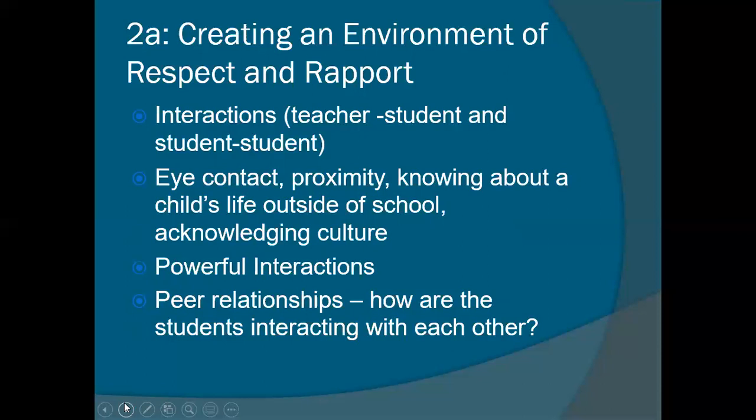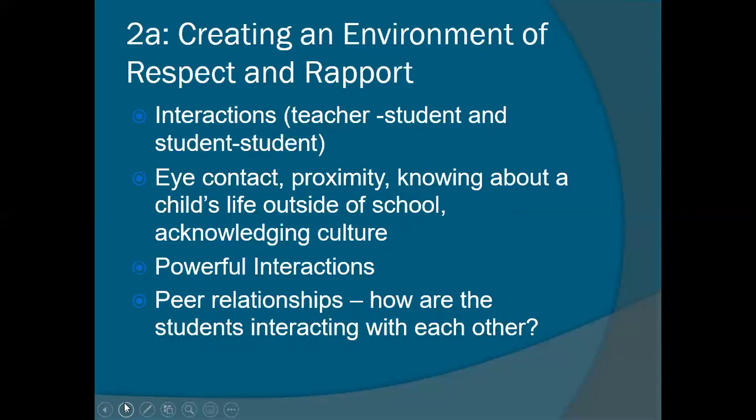And a lot of this relates to our powerful interactions training, which really tells us that in order to extend learning, we first need to connect with students. When we connect with students, we show them respect and we set a safe environment for them. And only then can they really learn, will they really be able to take risks in their learning.